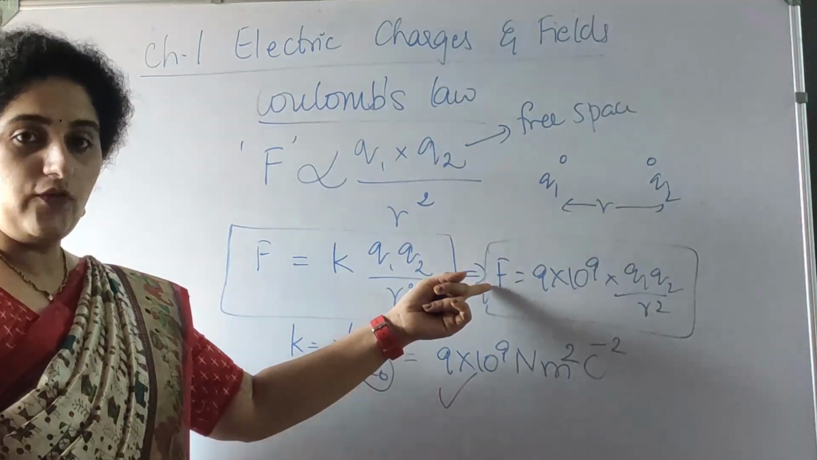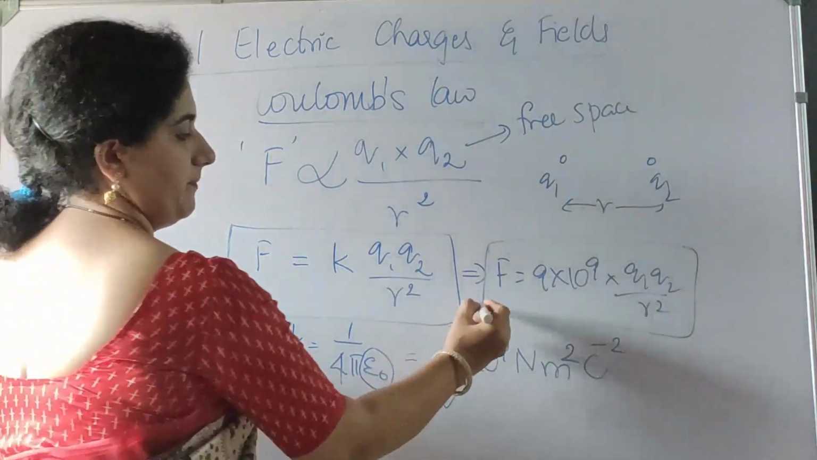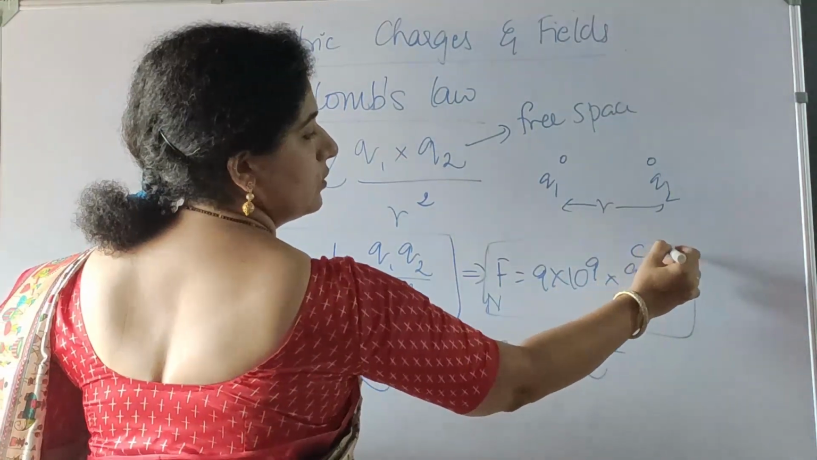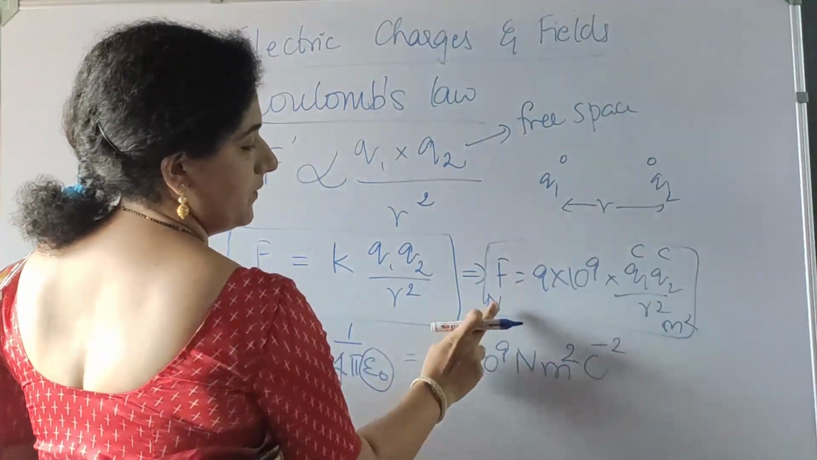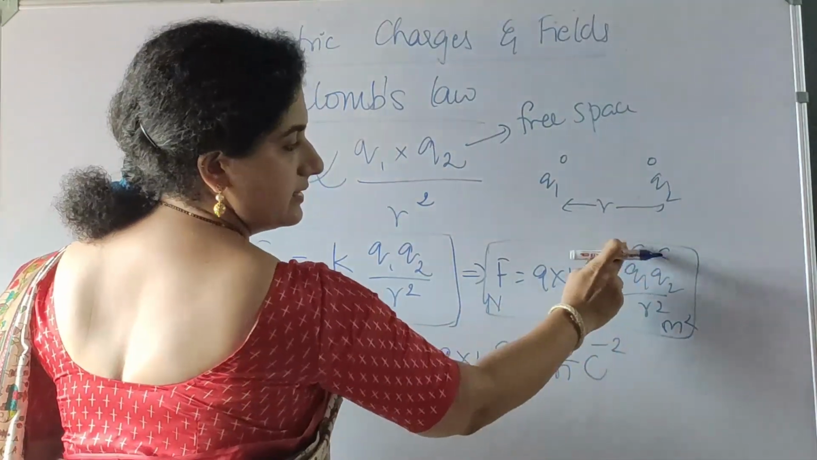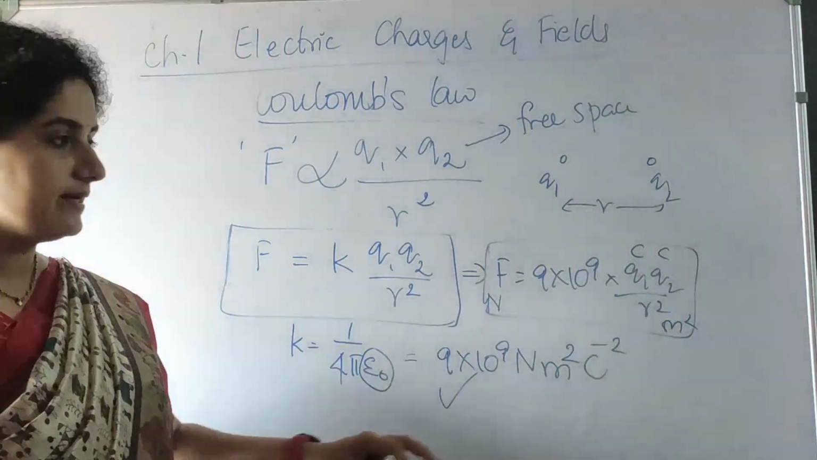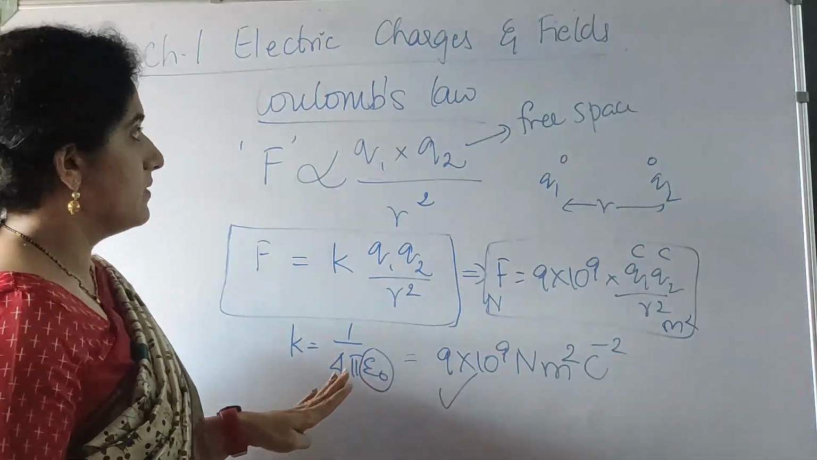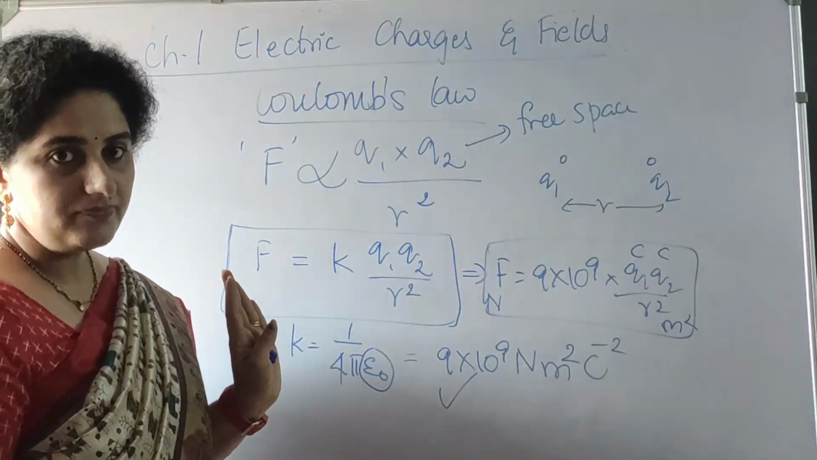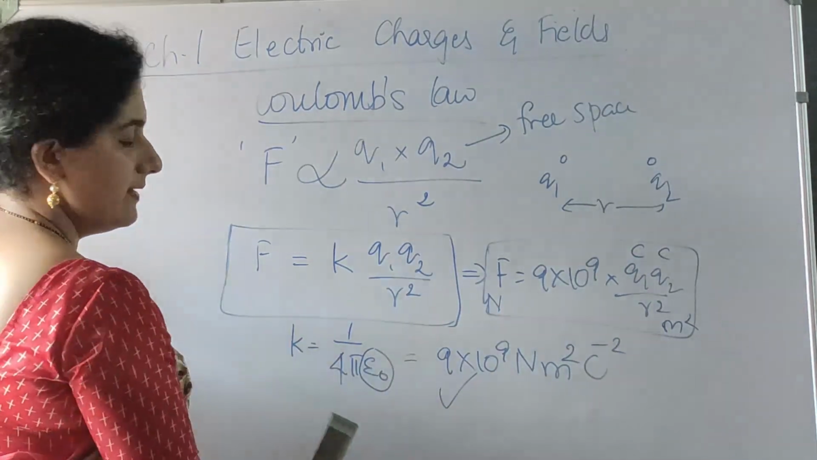What is the SI unit of force? It is Newton. So Newton, Coulomb, Coulomb, and you have meter square. So 9 into 10 to the power 9 Newton meter square, and this Coulomb and Coulomb come to the denominator, so you have per Coulomb square. So this is about Coulomb's law. I hope it is clear.